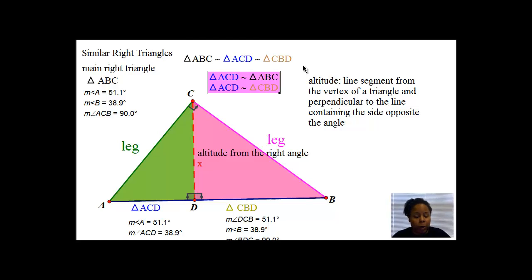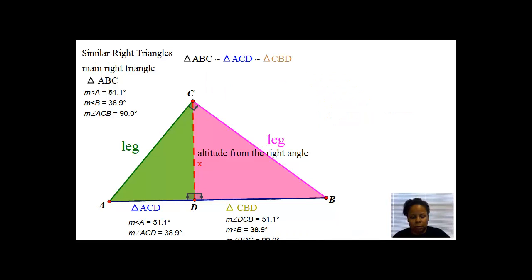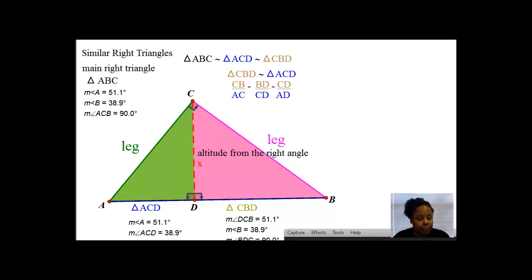So what are we going to do with that? Well, because we know that all three triangles are similar, we can write some proportionality statements. Since we know triangle CBD is similar to triangle ACD, the corresponding side lengths are proportional, which means we have this proportionality statement.